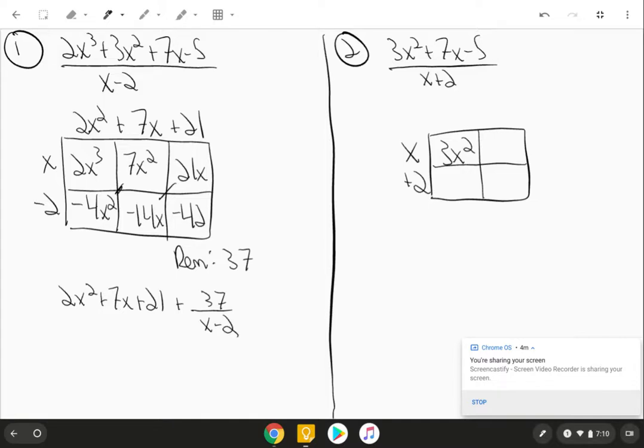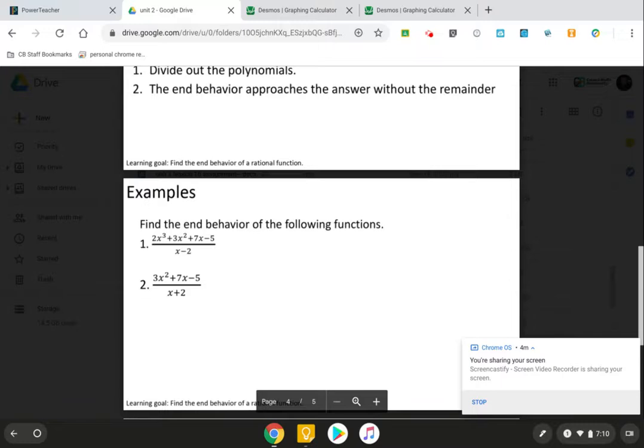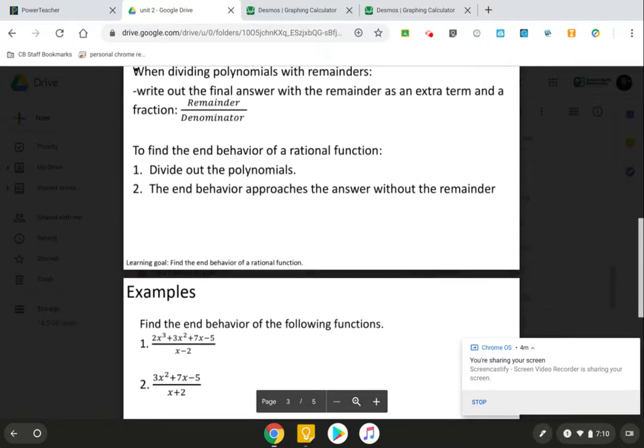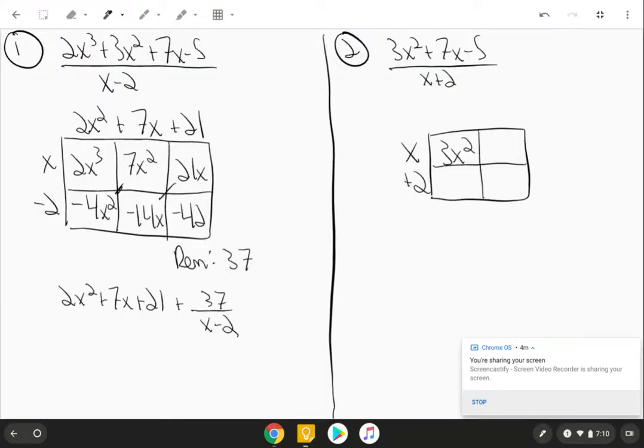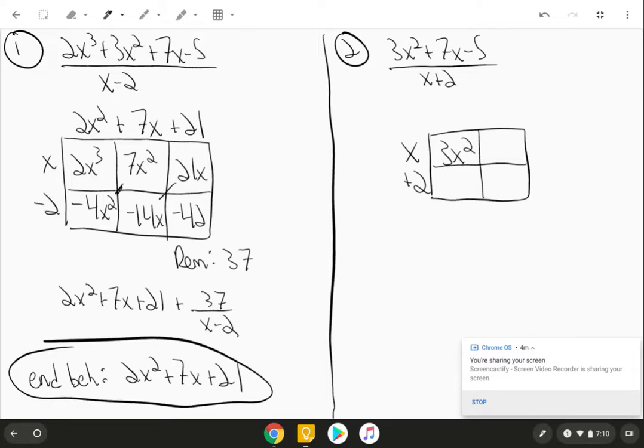So that is the answer. That is what we get when we divide. That is the first step to finding the end behavior. The end behavior approaches the answer without the remainder. So in this case, the end behavior is simply the answer with the remainder taken out, which is 2x squared plus 7x plus 21. That is the end behavior of this rational function.